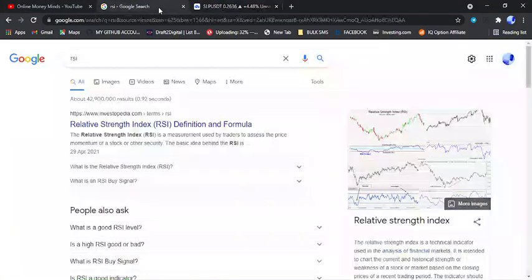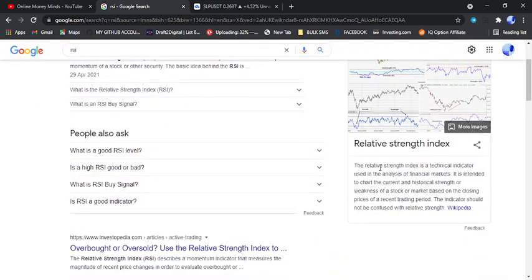If you want to read more about RSI, you can go to Google, just type RSI, you see relative strength index, and you can read more information about it. Here it says the relative strength index is a technical indicator used in the analysis of financial markets. It is intended to chart the current and historical trends. What it actually does is measure the market movement and detect the possible next move based on previous price behaviors. So it is basically a kind of accumulative calculation. Professionals will understand what I'm trying to say, but it is a very simple tool that anyone can use.